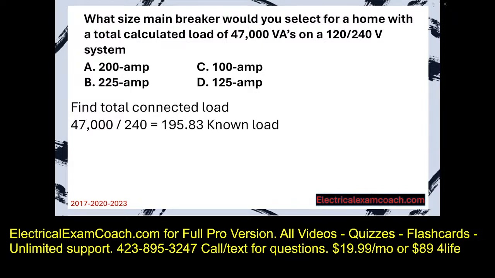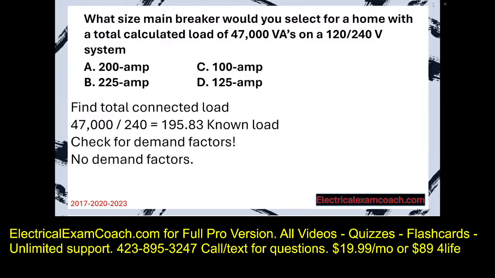All we have to do is divide that by the system voltage. And in this case, it equals 195.83, and we would round down. Now we check for demand factors. And in this case, there are no demand factors because they were already performed to get us that 47,000 value.